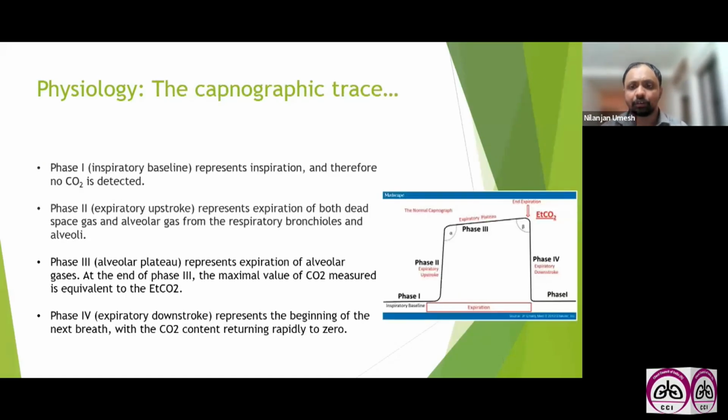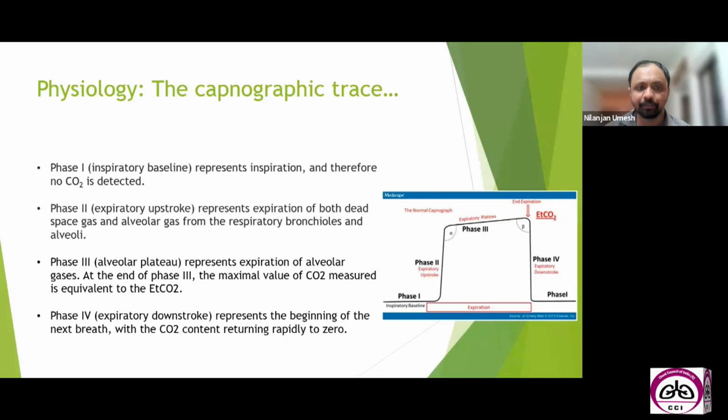So coming to a very important slide, the capnographic trace. There are basically 4 phases of this trace. First, we see phase 1, which is the inspiratory baseline, which represents the inspiration, and therefore no carbon dioxide is detected. Then we have phase 2, the expiratory upstroke, which represents expiration of both the dead space gas and the alveolar gas from the respiratory bronchioles and the alveoli.